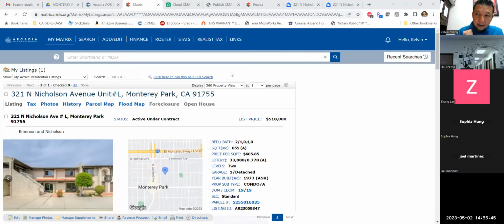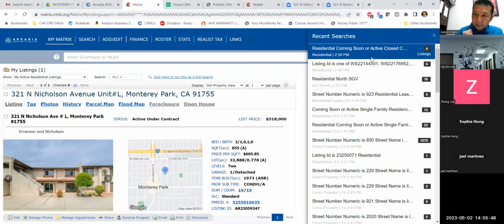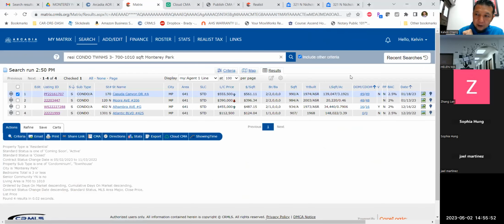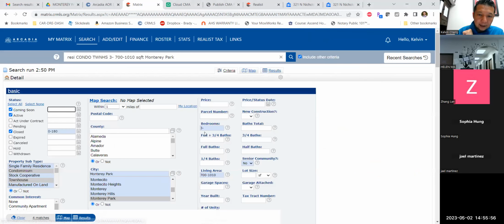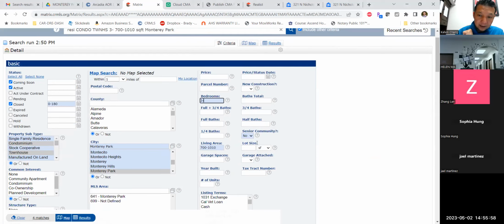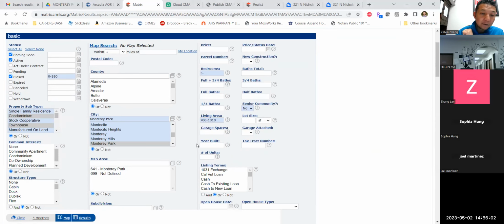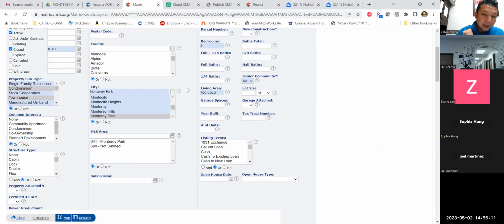So we know how to now do a CMA. Just to show you my criteria again: 3 or less bedrooms, not a senior community, 700 to 1,010 square feet, Monterey Park, condominium or townhouse, and closed within the last 6 months. Very simple criteria.